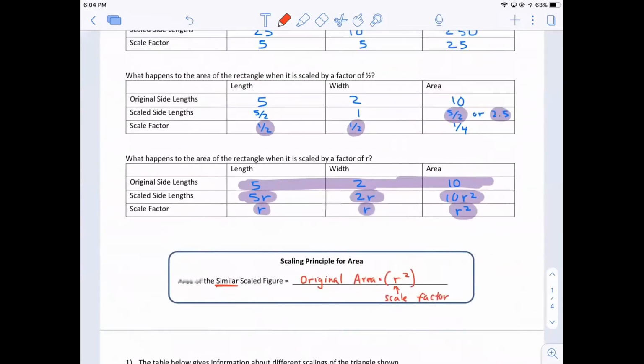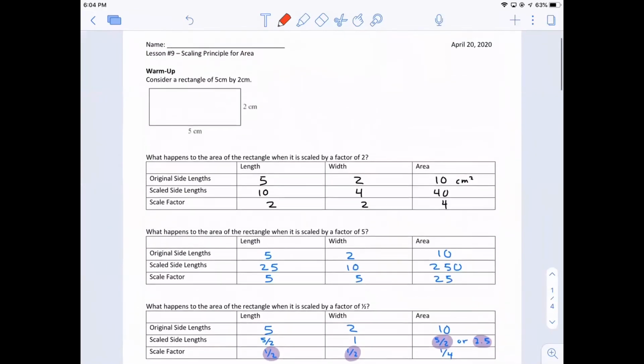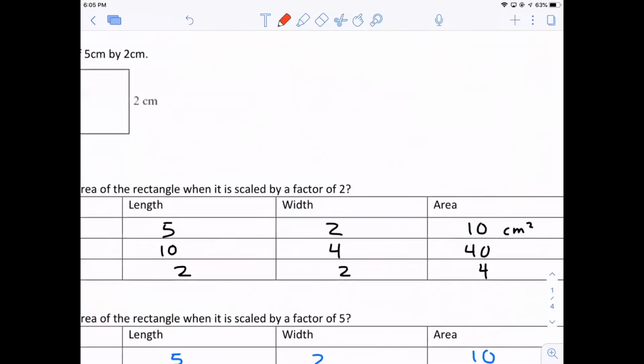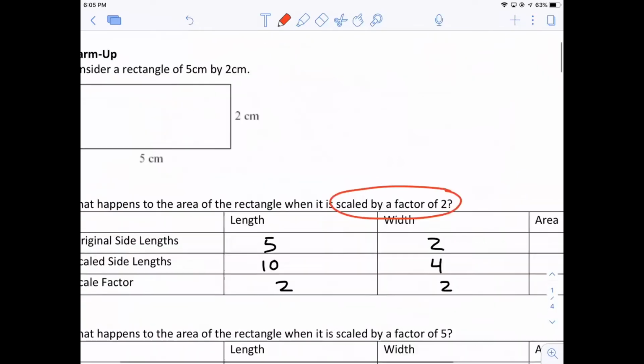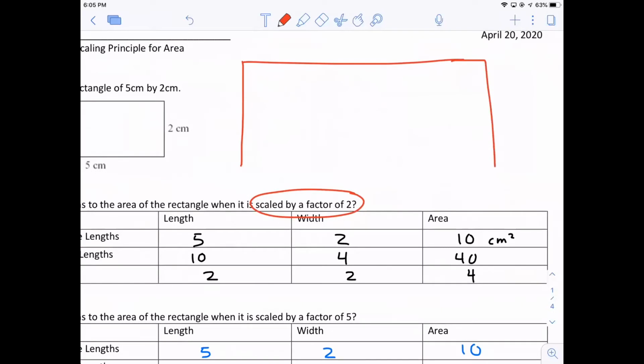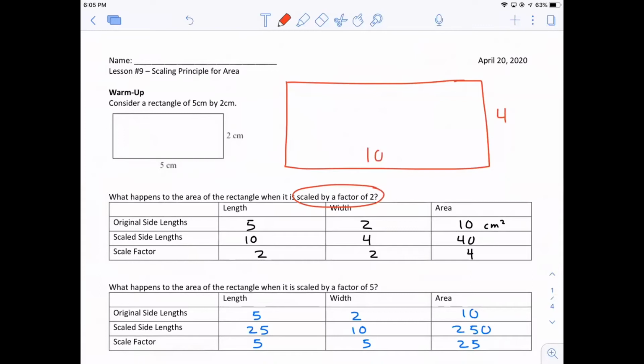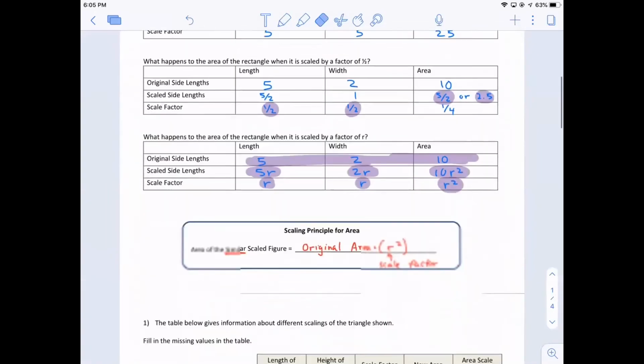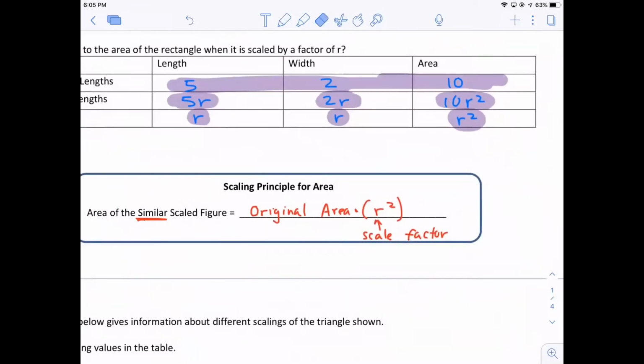What we are doing in this warm-up is really a dilation, because when we scale by a factor of 2, we're scaling it uniformly. Our new shape is going to become something like this, 10 and 4. These are similar figures, of course. So when we have similar figures, our area scale factor is going to be a factor of r squared.